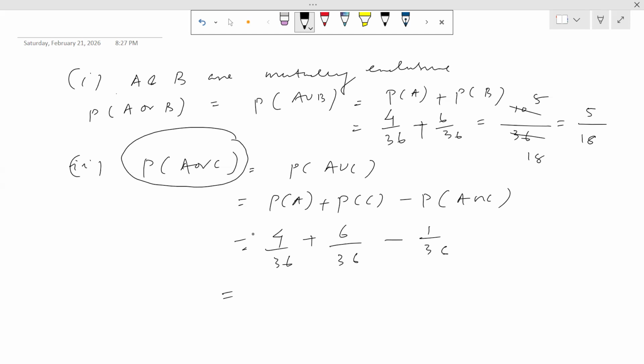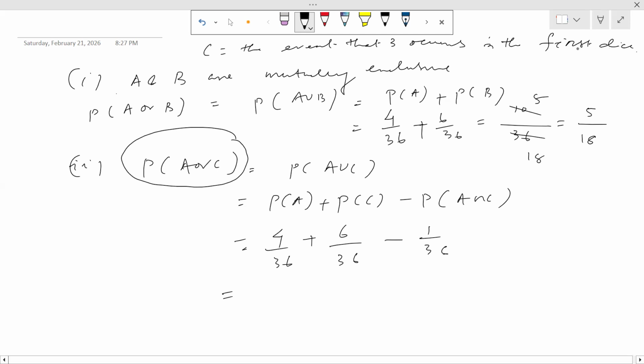Sir, probability of C, how is it 6 by 36? Because what is the event? C is the event, C refers to the event that 3 occurs in the first dice. In the first dice. Okay? Is it clear? Yes, sir. Now clear.